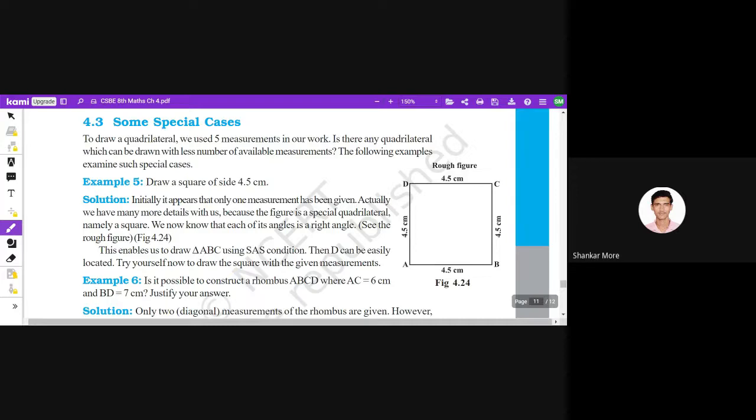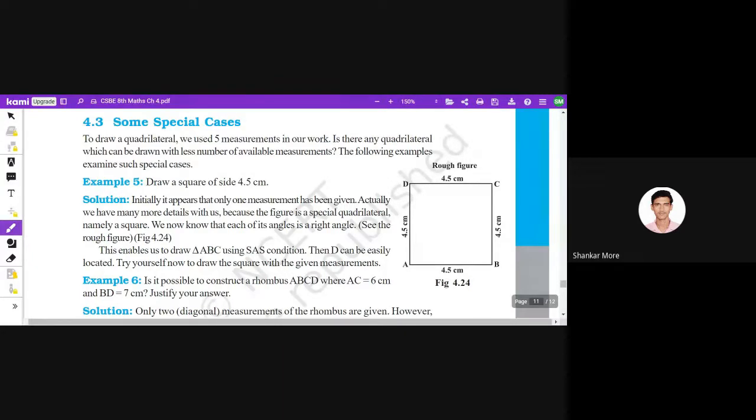नाउ अगेन दिस इज अ स्क्वायर, सो वी नो 4 एंगल्स एज वेल. व्हाट आर दोस? दोस एंगल्स आर 90 डिग्री, 90 डिग्री, 90 डिग्री एंड 90 डिग्री, राइट? सो एक्चुअल में हमें यहाँ पे एक ही measurement दिया है, but these are 8 measurements and we can draw easily a square. How we are going to draw this?